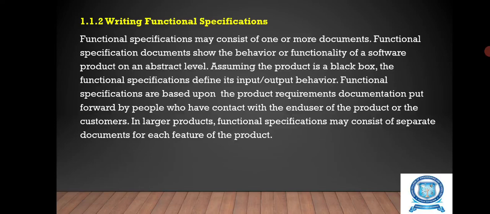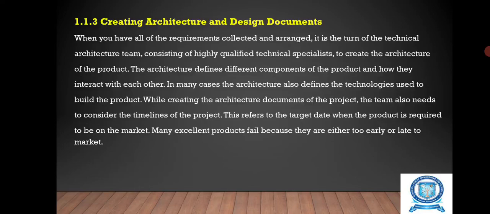Now the second step is to write the functional specifications. The functional specifications may consist of one or more documents. The functional specification documents show the behavior or the functionality of a software product at an abstract level. Assuming the product is a black box, the functional specification defines its input-output behavior. Functional specifications are based upon the product requirements documentation put forward by the people who have contact with the end user of the product, or the customers. In larger products, the functional specifications may consist of separate documents for each feature of the product.